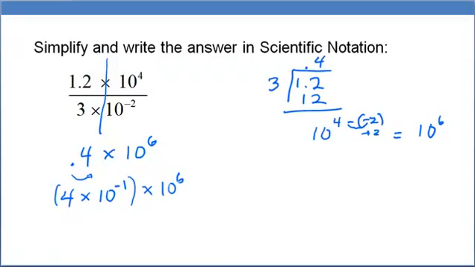Times 10 to the 6th. And now just work on your powers of 10. So you have 4 times, keep the base, and add the exponents. They're different signs, so subtract, sign of the larger. So 4 times 10 to the 5th.